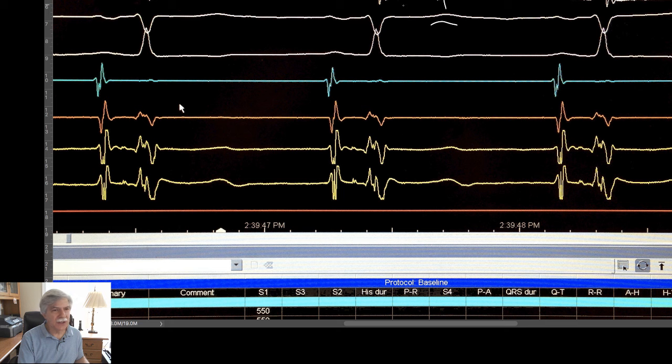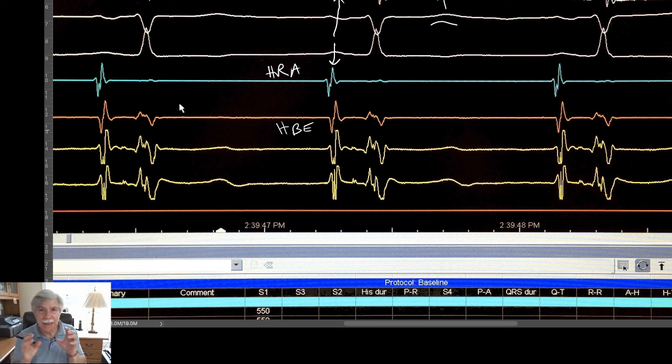This is just the surface ECG spread out, because we can change the time scale on the screen and see tiny details. This second line is the high right atrium. We can see a big squiggle right there that lines up with the P wave, and that's the signal coming from the high right atrium. But this is the His bundle electrogram. That's what we call it when you put a catheter right next to the His bundle.